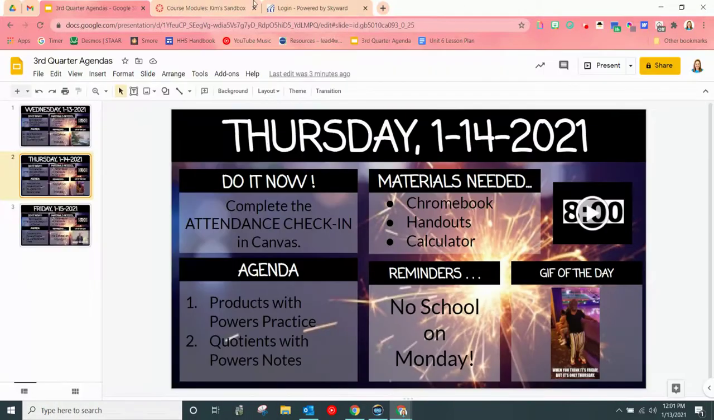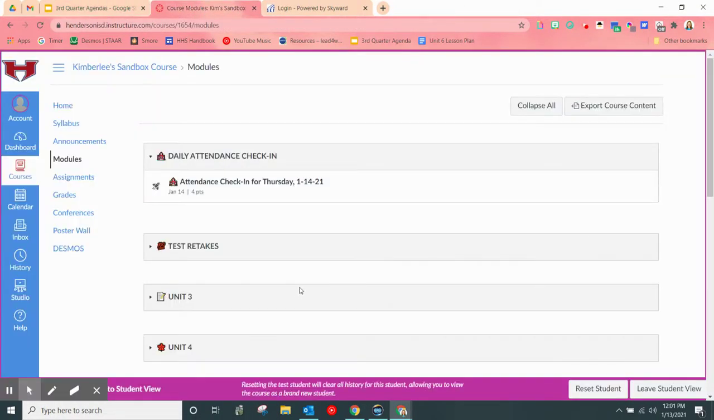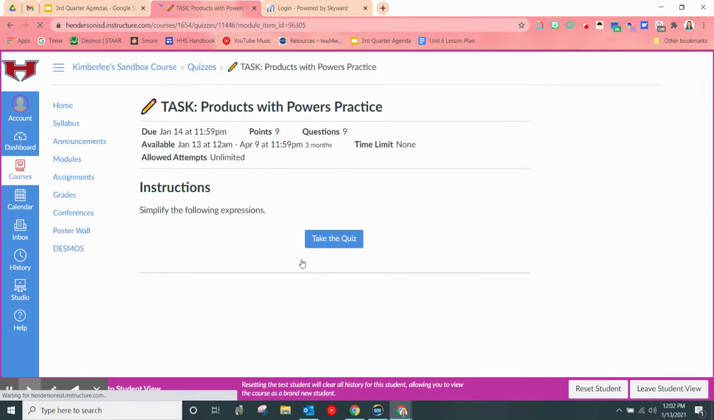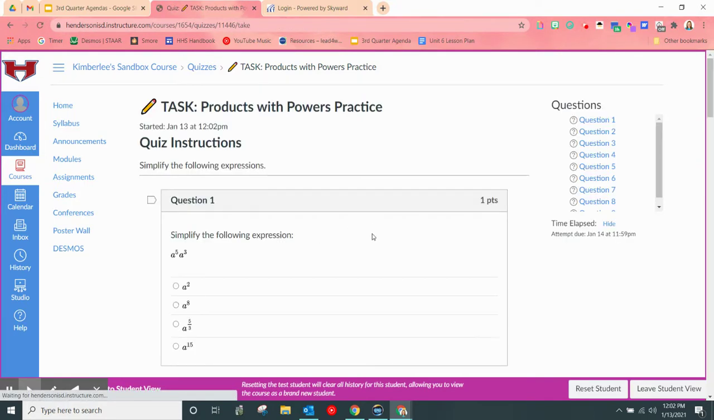So let's get started over here in Canvas. It's on the very bottom of the page for today. Now, I've also published this one right here because after the notes today, if you want to get started on this practice, you can, but then I'll go over some of those problems in tomorrow's video, the quotients, okay? So we're going to start with the products with powers practice. I'm going to work some of those with you guys. Okay, it's not really a quiz, so keep that in mind. Canvas just calls it a quiz when it's in this format.